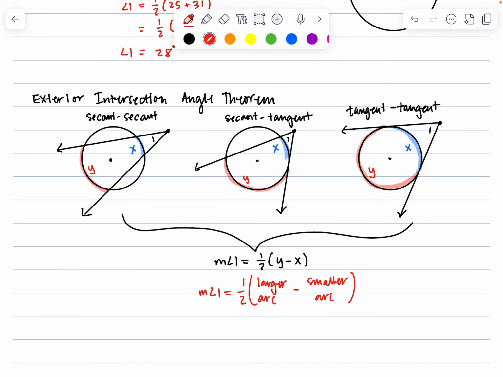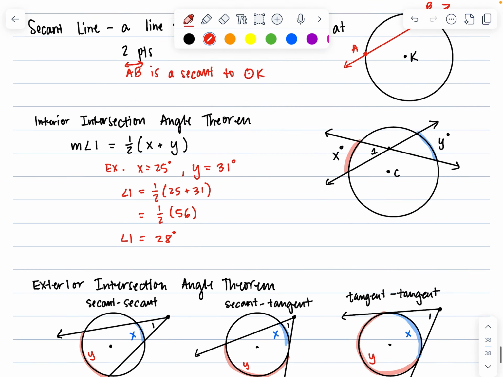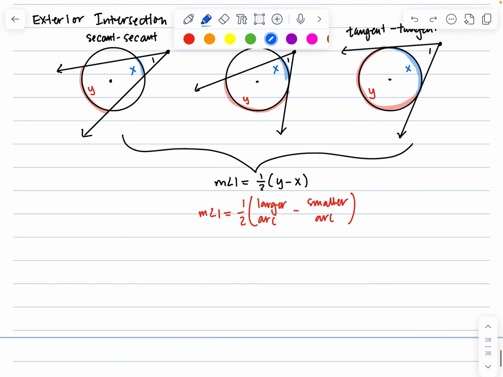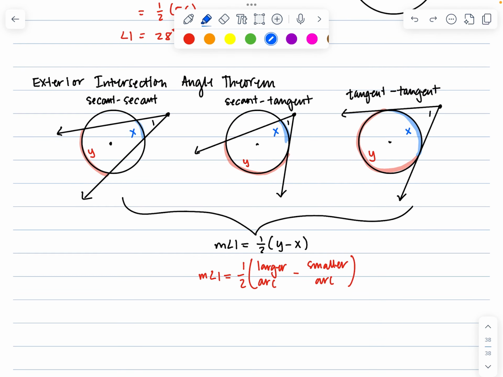All right, and that's all I have for you today. We have pretty much two new formulas. If the intersection is on the interior, then we use 1/2 of the sum of the arcs. And if the intersection is on the exterior, then we do 1/2 of the larger arc minus the smaller arc.